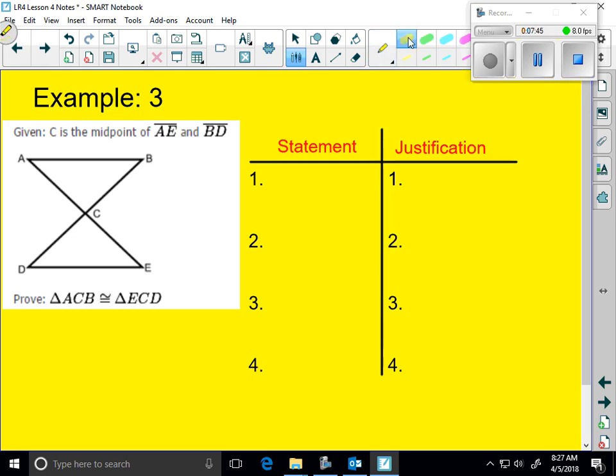So I'm trying to prove ACB congruent to, we'll go for you Vikings fans, since you're 84 million in the hole now, to that triangle.